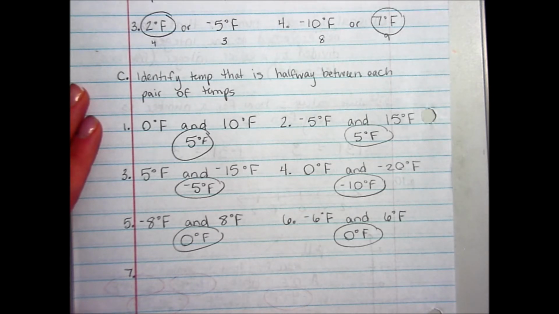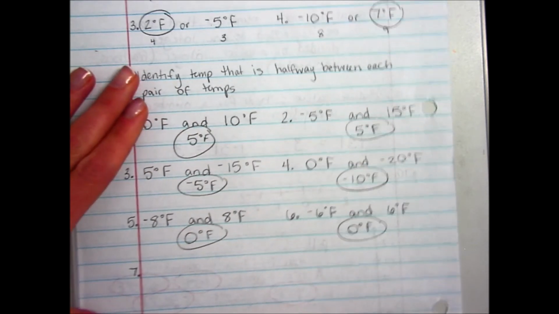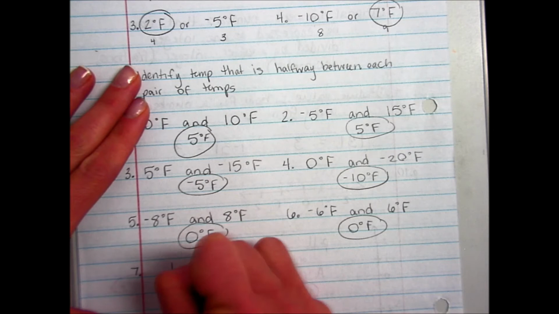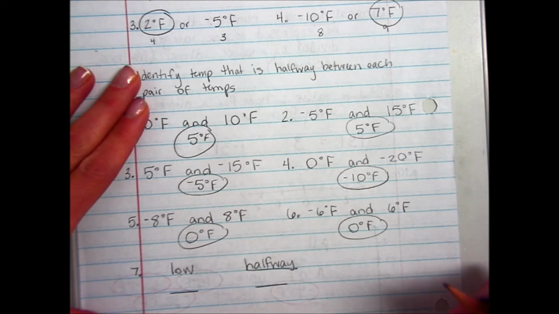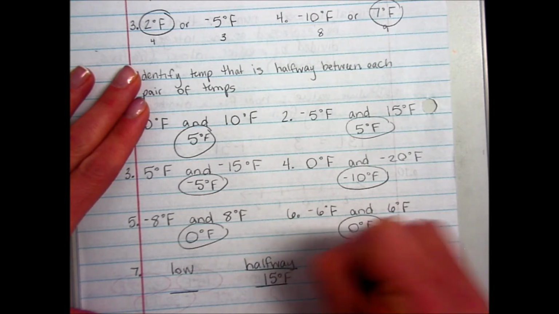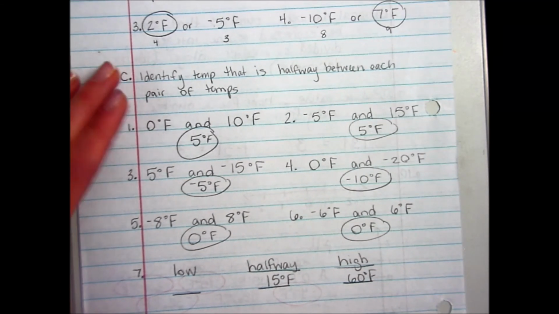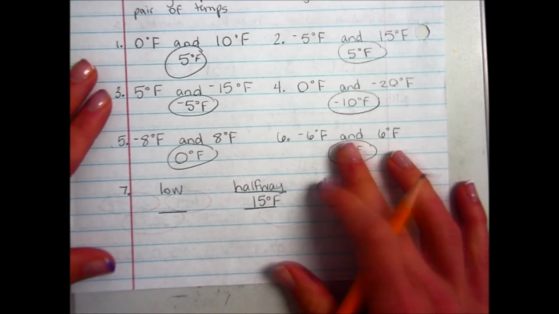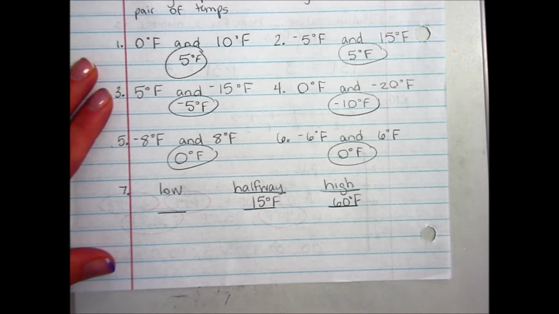Okay. So, number 7 says, during 1 week, the high temperature was 60 degrees Fahrenheit. The halfway temperature was 15 degrees. What was the low? All right. So we don't know the low. We do know the halfway, which is 15 degrees. We do know the high, which is 60. All right, we need some strategies here. Talk in your group and see if you can come up with a strategy to find this low, and then raise your hand if you can come up with a good strategy.